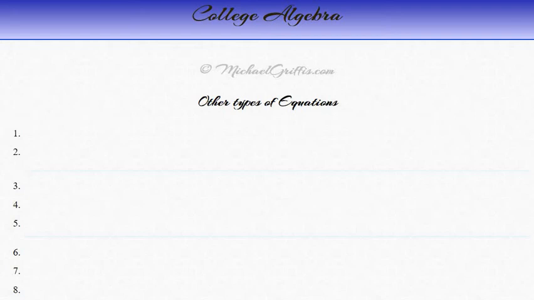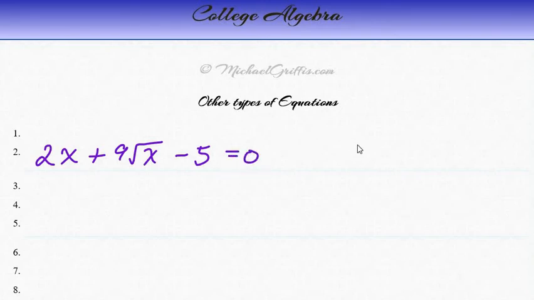Hey, working some examples. Let's take a look at another one here. So we have 2x plus 9 times the square root of x minus 5, and we'll set that equal to 0.